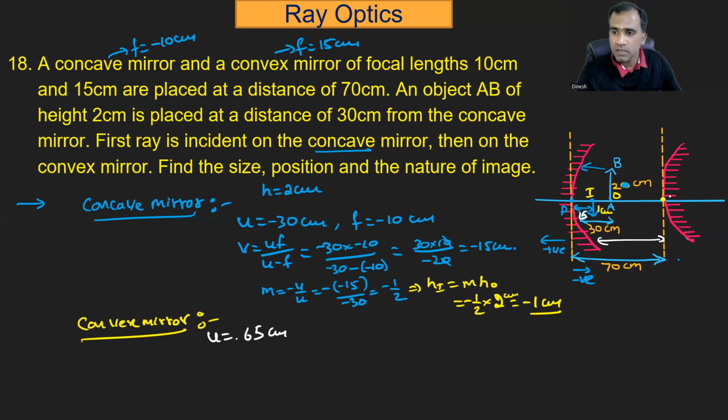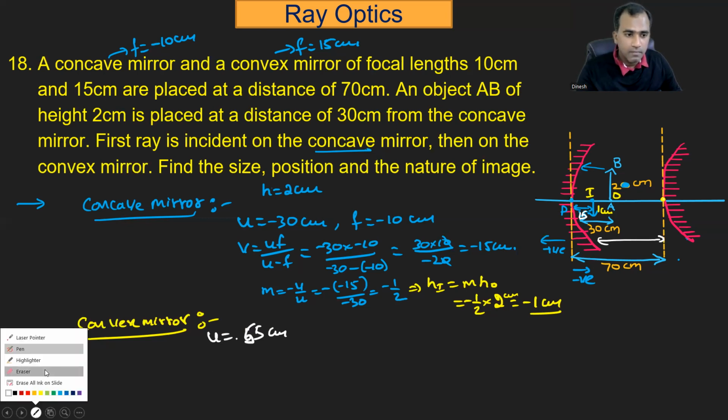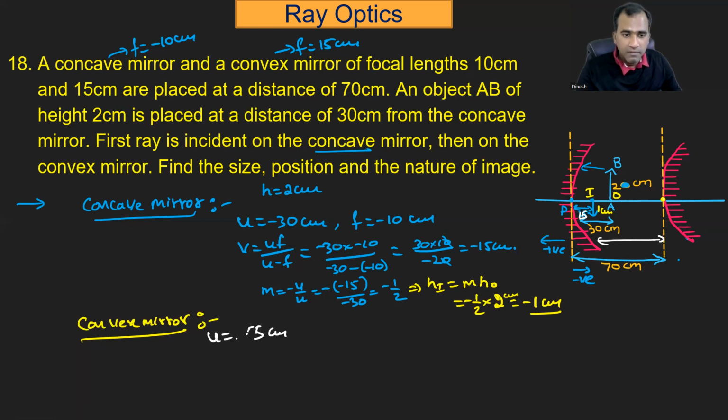The length is, sorry, 55, but is it in front of the mirror or behind the mirror? It is in front of the mirror. Anything in front of the polished surface, you take negatively. So it is 55. And what is the focal length of the convex mirror? It is plus 15.